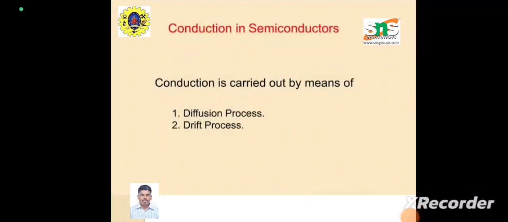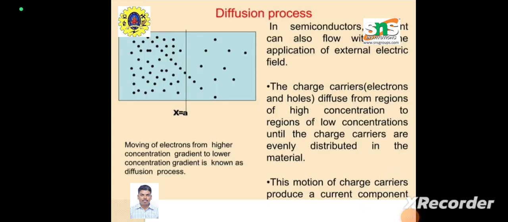Hello everyone. In this class, I am going to explain the conduction in the semiconductor. It will be in two processes: one is the diffusion process, and the other is the drift process. Diffusion process means the semiconductor current, that is electrons, can flow without application of an electric field.